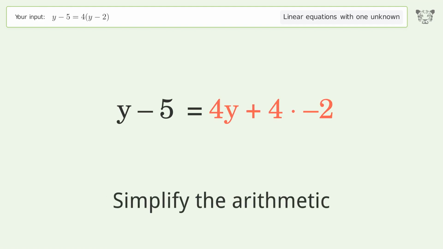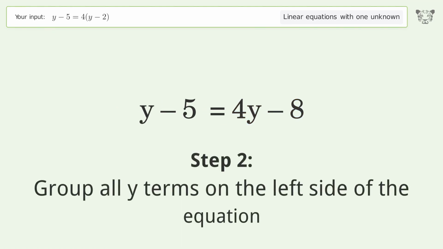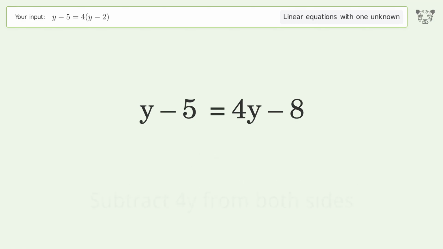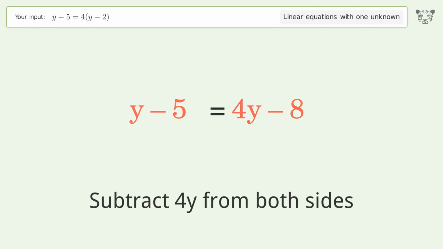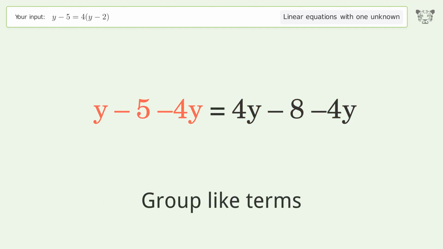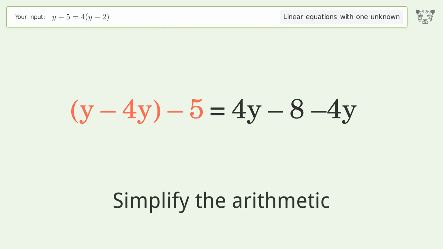Simplify the arithmetic. Group all y terms on the left side of the equation. Subtract 4y from both sides. Group like terms. Simplify the arithmetic.